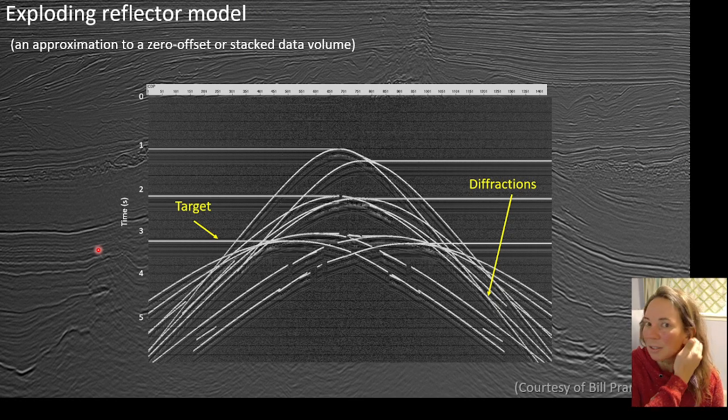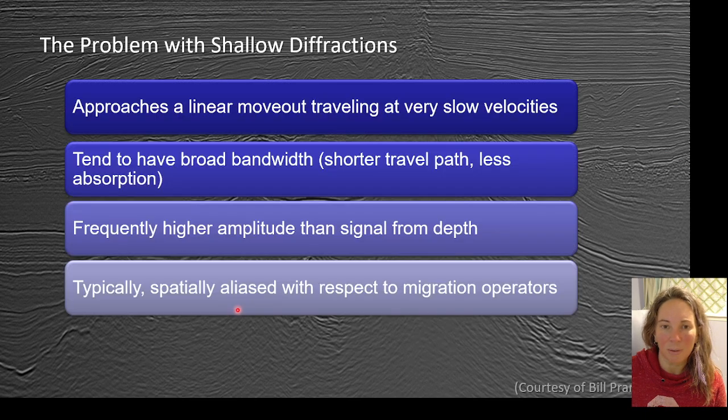And so this is an example of a diffractor or kind of like an exploding reflector based on synthetic data that gives rise to a whole bunch of diffractions. And so you could see all those diffractions right below your target. And you can see them throughout the data. And so this is something we don't want to have to deal with.